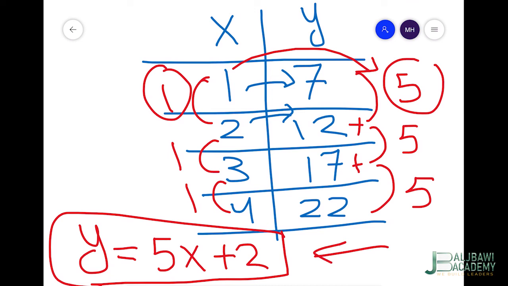So the most important thing is to see the difference between the y values and the difference between the x values. Then this is the first step that refers to x multiplied by what to get the y value. Then we see what we need to add or subtract to the value that we get to reach the y values.